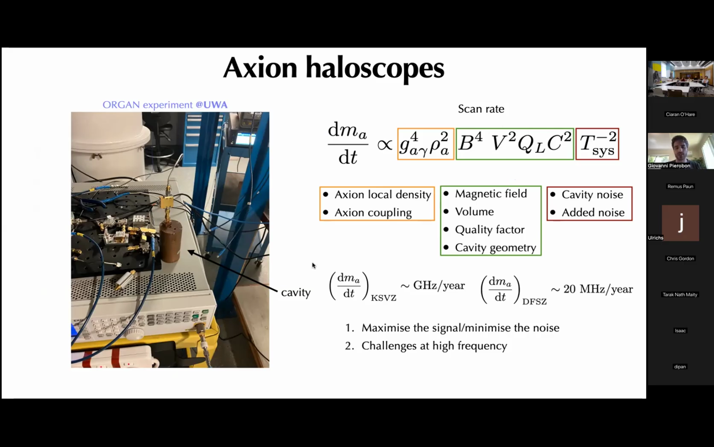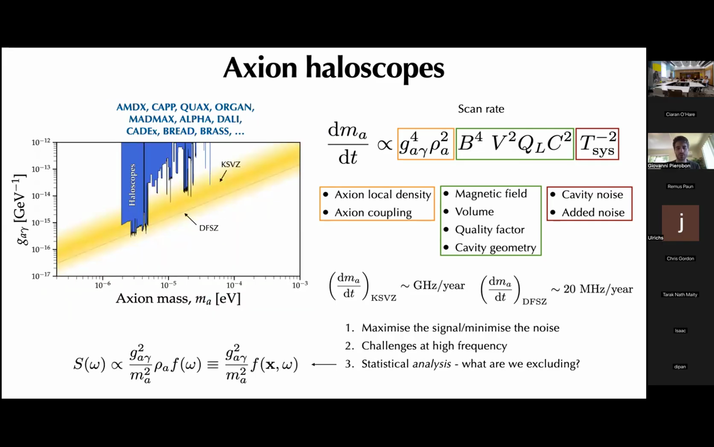So all I'm trying to say is that if you want to go to higher masses, which is, as I will say in a few slides, where the simulation tells us to go, it's going to be a challenge if you use conventional haloscopes. With that being said, there are experiments that go beyond the standard picture, but I'm definitely not going into all of those details.